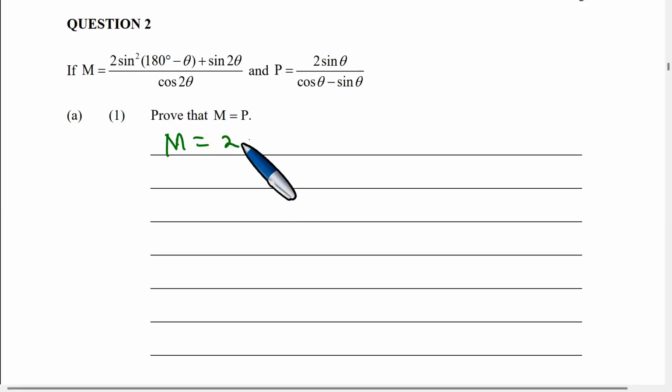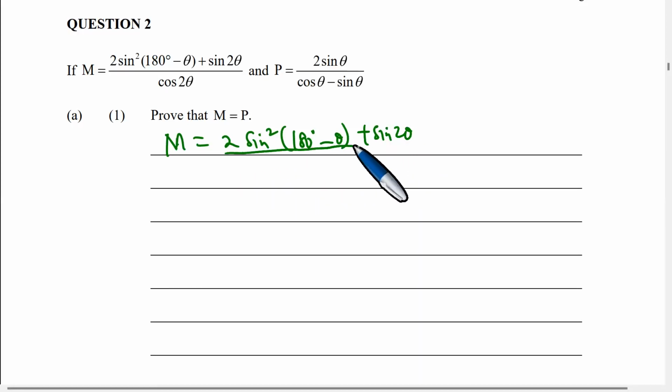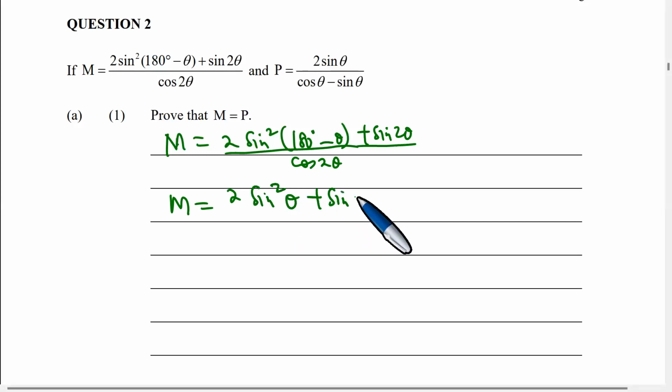So M is 2 sine squared of (180 degrees minus theta) plus sine 2 theta, all over cosine 2 theta, which is 2 into the sine of 180 minus theta. That is in the second quadrant, in which sine is positive. So it becomes 2 sine squared theta plus sine 2 theta, and we divide everything by cosine 2 theta.